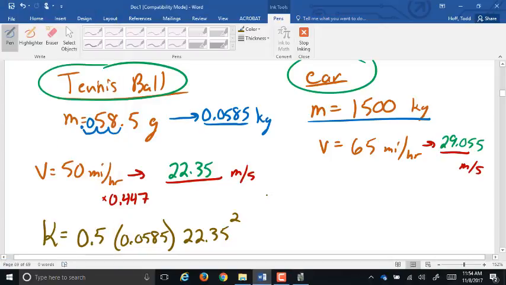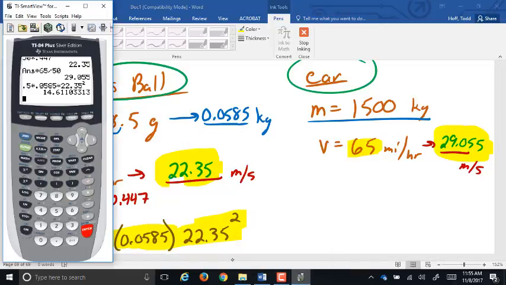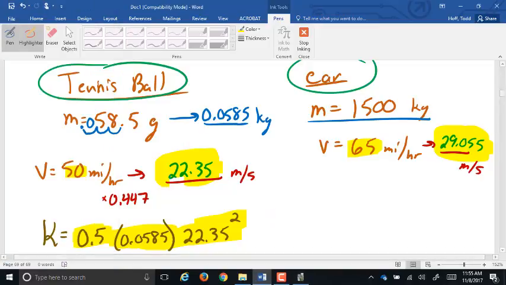So if we take a look at these, first thing, of course, we had to convert the miles per hour into meters per second. So the tennis ball, 50 miles per hour is 22.35 meters per second. For the car, 65 miles per hour is 29.055 meters per second. So then for the tennis ball, our kinetic energy is 0.5 times the mass of 0.0585 times the velocity of 22.35, which gives us 14.61 about.